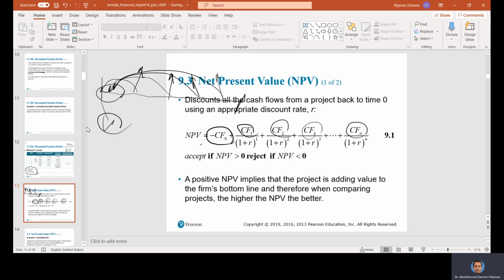And then if the net present value is bigger than 0, then we accept the project. And if it is less than 0, we reject the project. What does this mean? Why do we need to accept it when it is bigger than 0? It means that we are creating some value for the company. A positive NPV implies that the project is adding value to the firm's bottom line, and therefore, when comparing projects, the higher the NPV, the better.